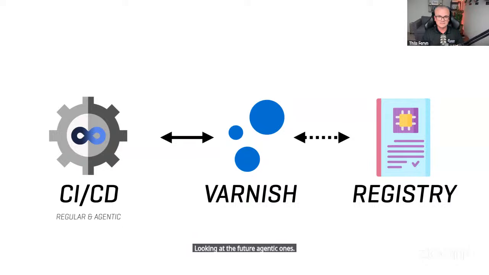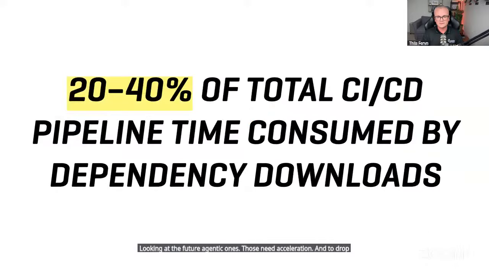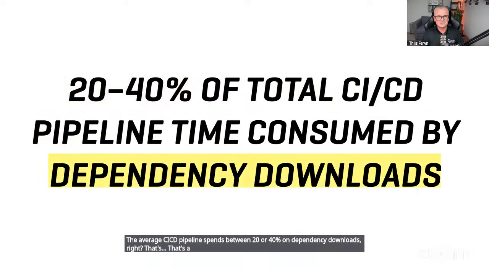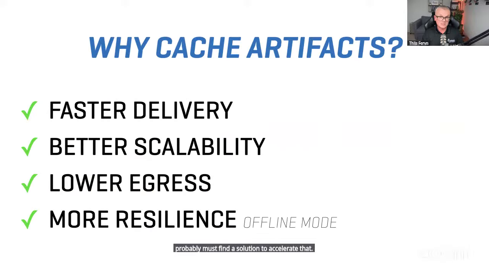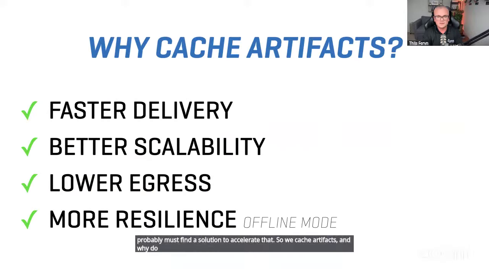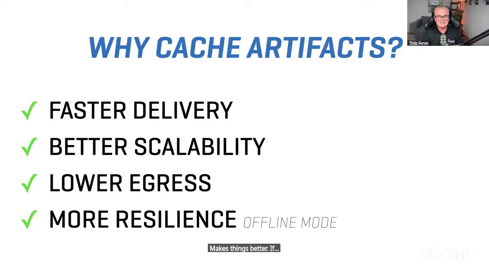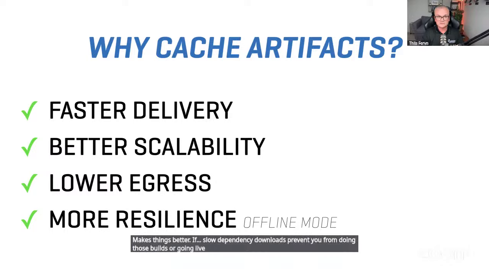Those need acceleration. And to drop some numbers on you, the average CI/CD pipeline spends between 20 or 40% on dependency downloads, right? That's a lot, right? Dependency downloads 20 to 40%. We probably must find a solution to accelerate that. So we cache artifacts. And why do we do it? Well, first of all, to tackle that speed problem. Having faster delivery makes things better. If slow dependency downloads prevent you from doing those builds or going live, it's organizational friction.